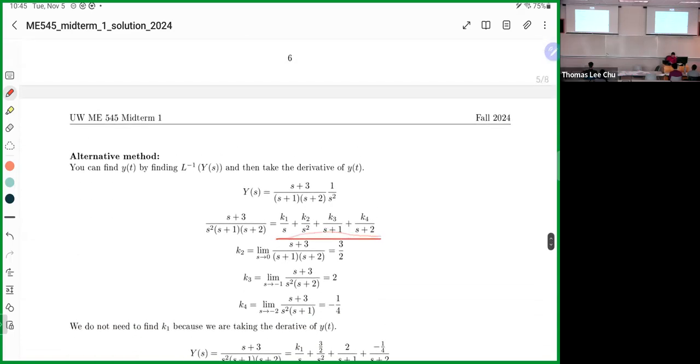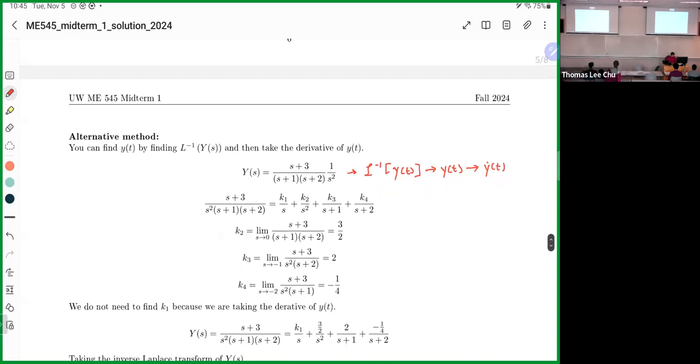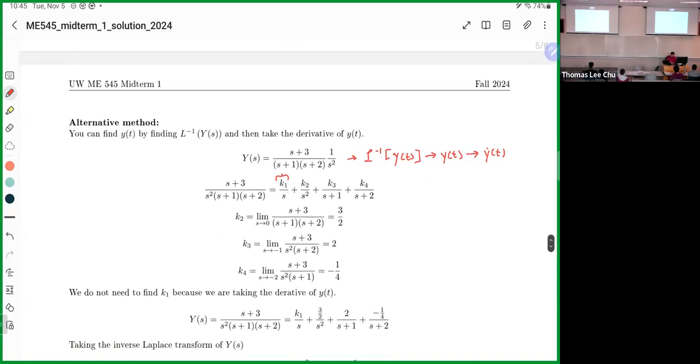Well, if you still think about this here, you're like, okay, well, this here is going to give me y of s, where if I take the inverse Laplace transform of y of s, I get y of t, and I need to take the derivative of y of t. Then I get y of t, and then I need to get the y dot of t. Well, if you look here, when you take the inverse Laplace transform of k1, you get a constant, and you take the derivative of that constant, it goes to 0. So you don't even need to solve for the value of k1. K1's not needed.